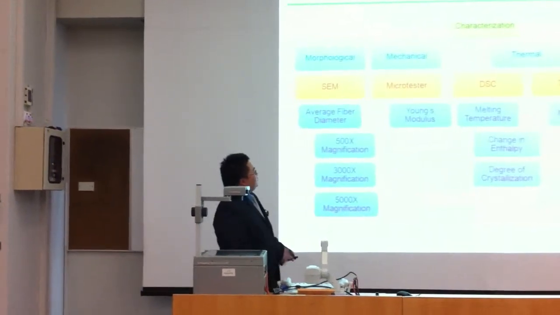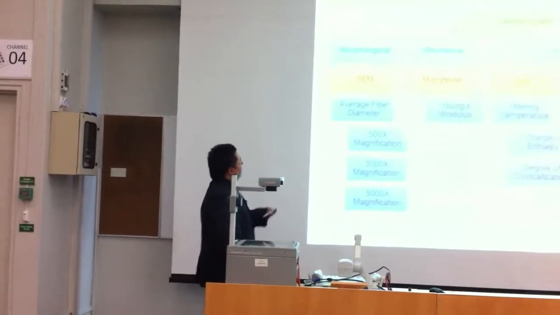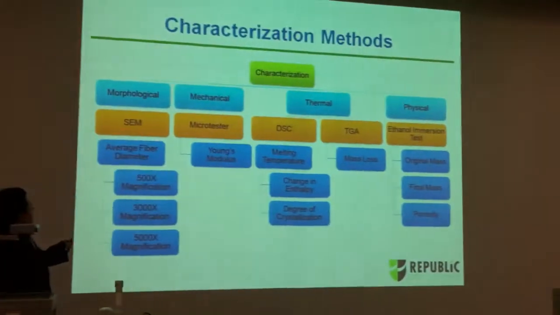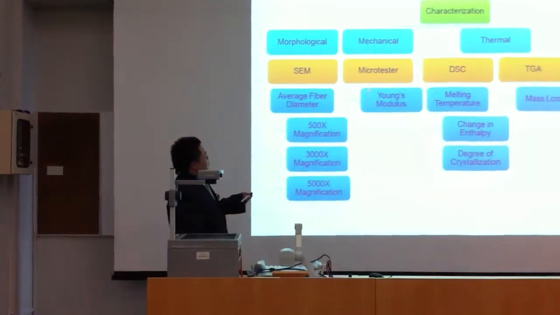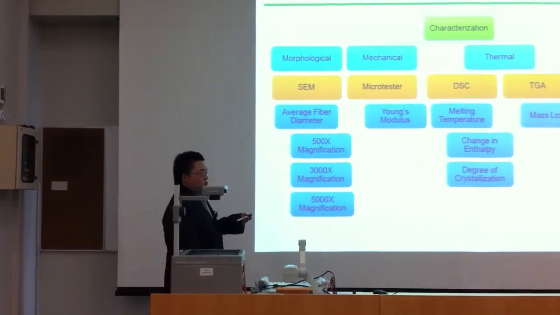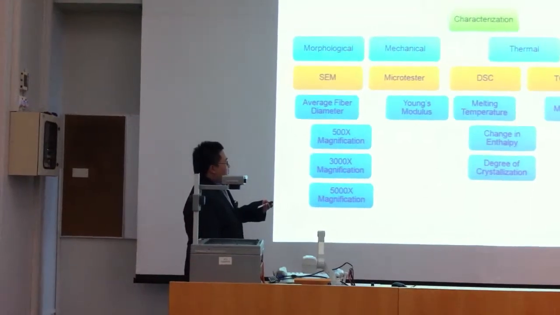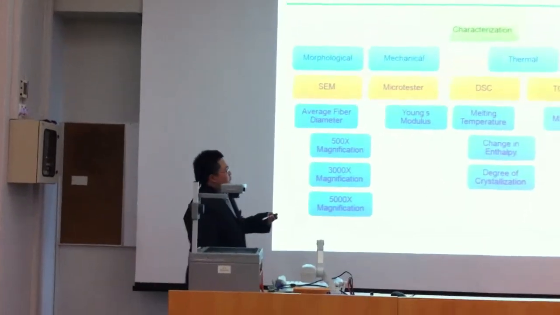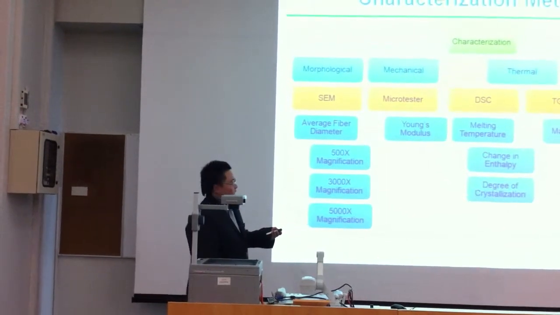So for the characterization methods, there are basically 4: morphological, mechanical, thermal, and physical. For the morphological, the equipment that we use will be the scanning electron microscope. For the mechanical testing, I use the microtester. For thermal, DSC and TGA to determine its thermal properties: differential scanning calorimetry and the thermal gravimetric analyzer. For the physical testing, the test conducted was the ethanol immersion test.